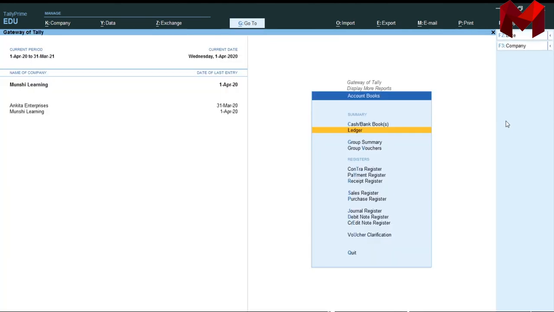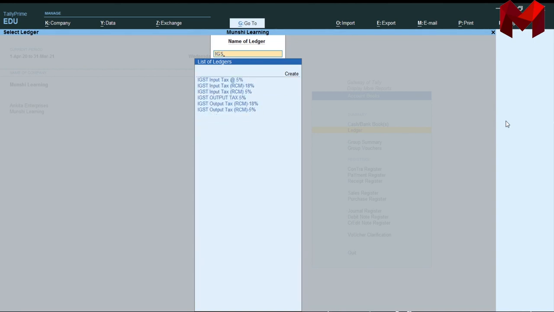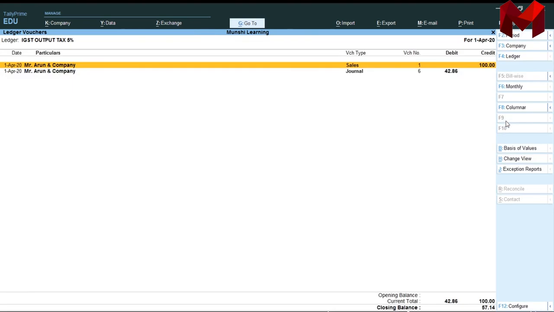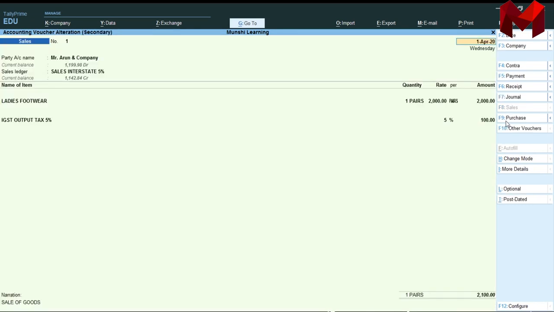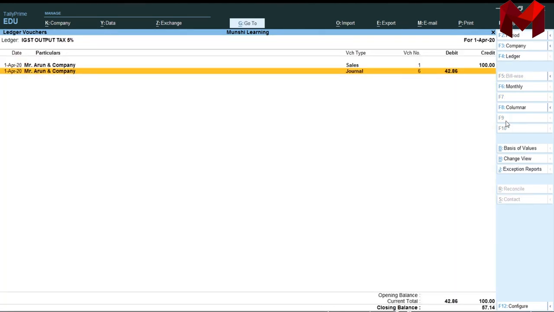How to adjust these things will be covered in the further sessions, but this is the effect of debit and credit notes. Let us see the effect of the credit note which we entered earlier. That was IGST output tax 5%. You can see this. Output tax was a liability. Credit was 100 rupees by the original sales entry. If we see the effect, 42.86 liability was reduced. Now the net liability is 57.14 rupees only, which we need to pay in the returns.